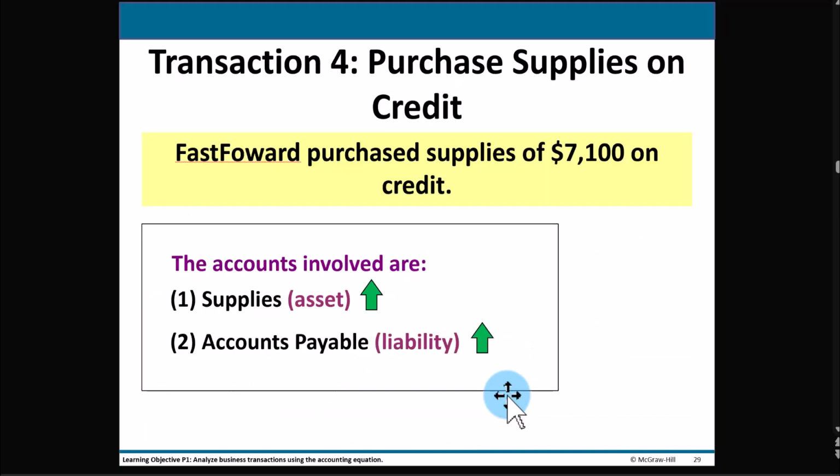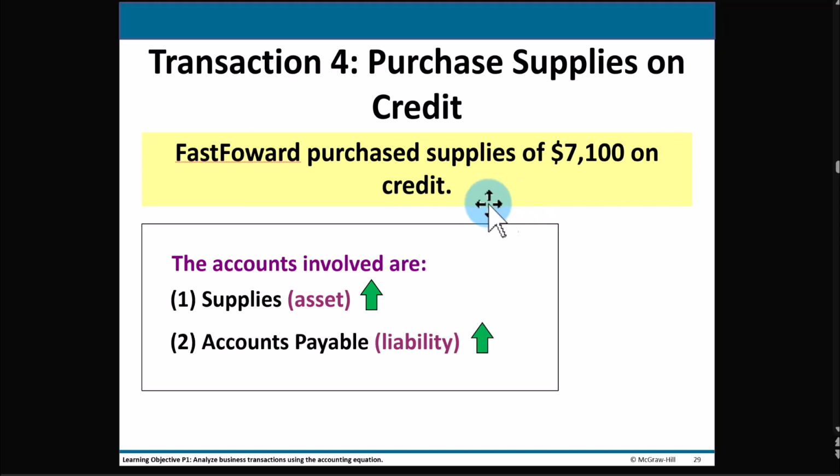Transaction number 4, we're going to buy some more supplies, but this time we're not going to pay right away. Here you see the term on credit, or sometimes you'll hear the term on account. That means we do the transaction, but we don't pay the cash or receive the cash right away. It's going to be handled later on, the cash payment or the cash receipt. But you still got to record the transaction right now when it took place.